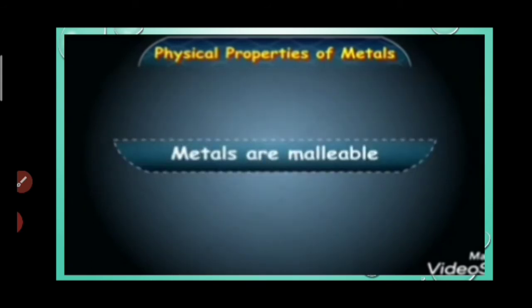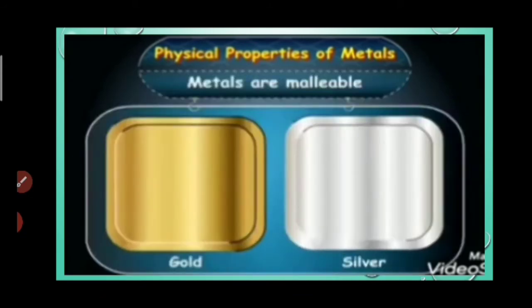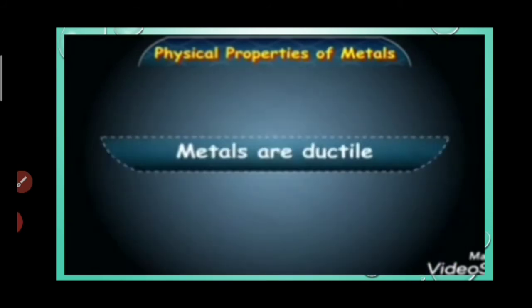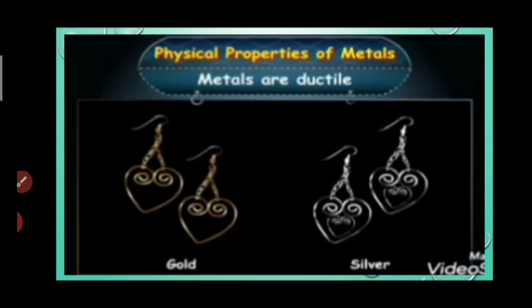Some metals have the ability to be beaten into thin sheets. This property is called malleability. That is, metals are malleable. Gold and silver are the most malleable metals. Metals also have the ability to be drawn into wires. This property is called ductility. Metals are ductile.